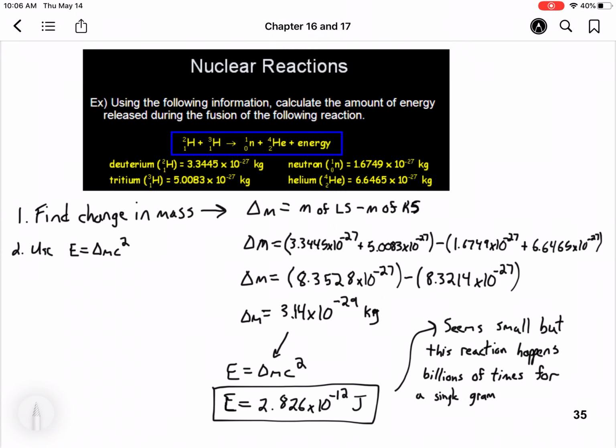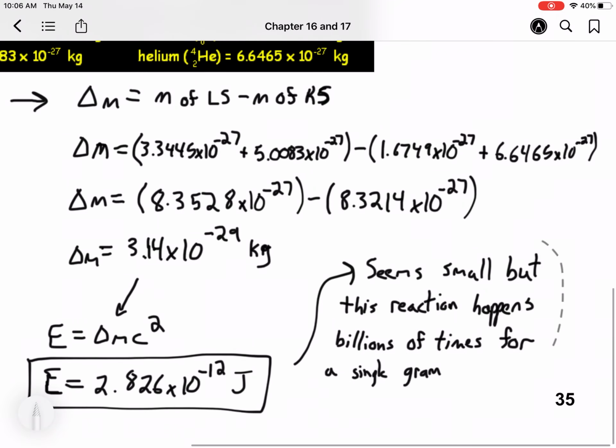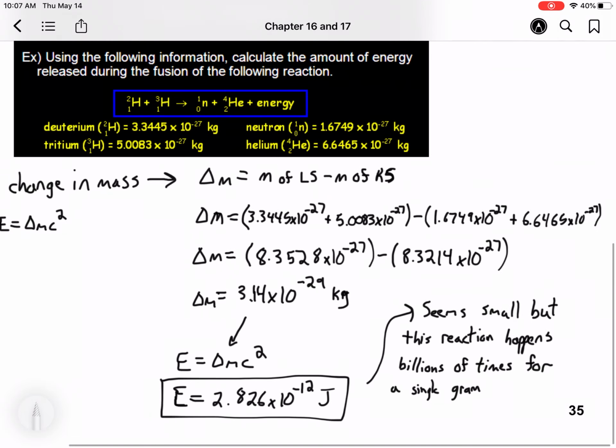So this gives us the idea that every time we do this, we get this little amount of energy. Again, not a lot. But remember, this is per atom of helium we create, right? So it seems small, but this reaction happens billions and billions of times for a single gram. So again, the numbers seem small when you look at it per atom, but if you look at it per kilogram, you're talking about a lot of energy, okay?